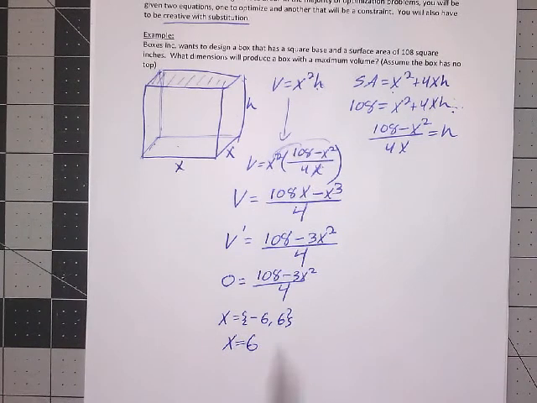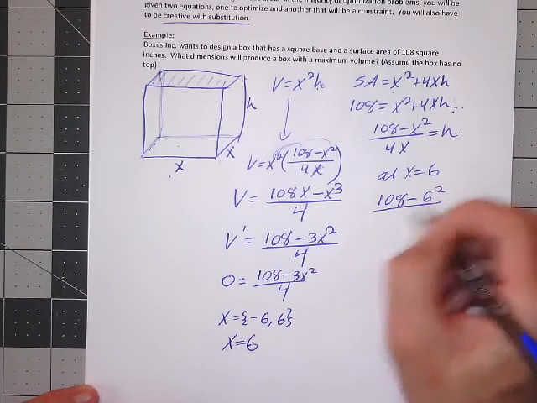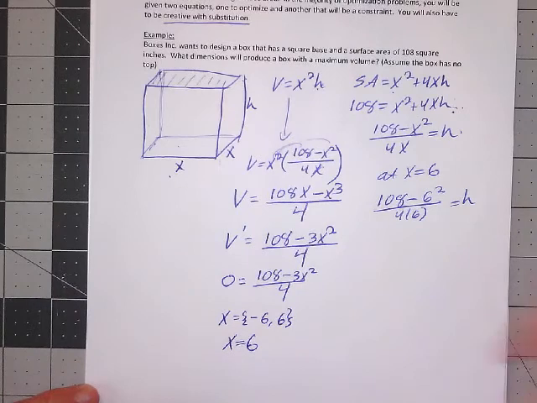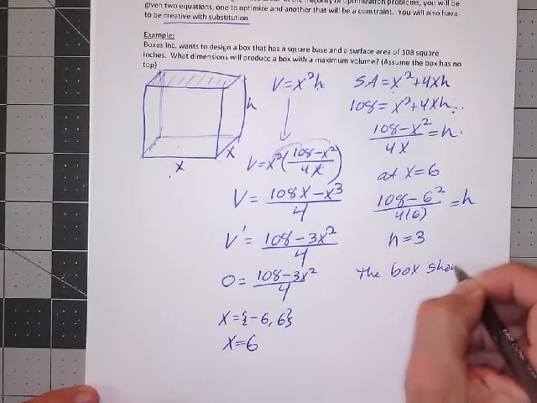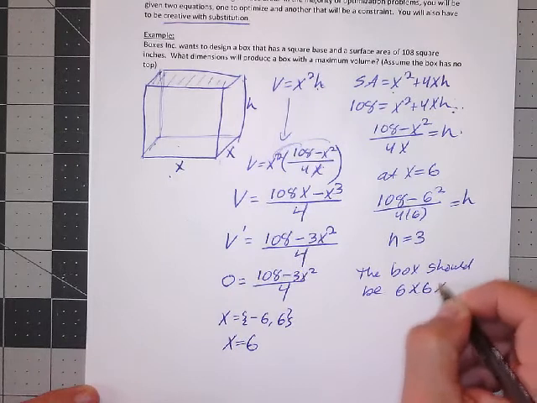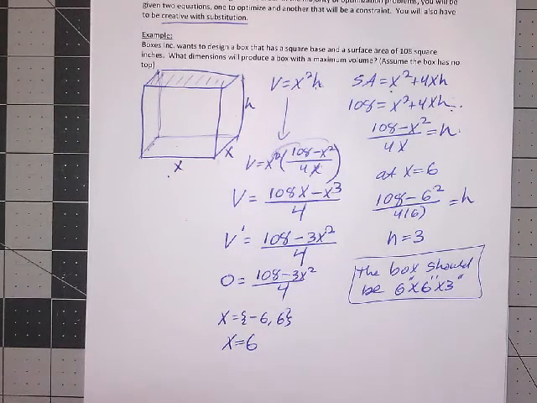However, we're just going to use 6, all right, because the -6 really doesn't make much sense because you can't have a negative dimension. So that only gives us x. So we know our box is going to be a 6 by 6 by something, right? So we want to find the height. Well, it turns out we have a formula for height right here. So if we do at x equals 6, 108 minus 6 squared over 4 times 6 equals h equals 3. So the box should be 6 by 6 by 3 inches. So those are your box dimensions.